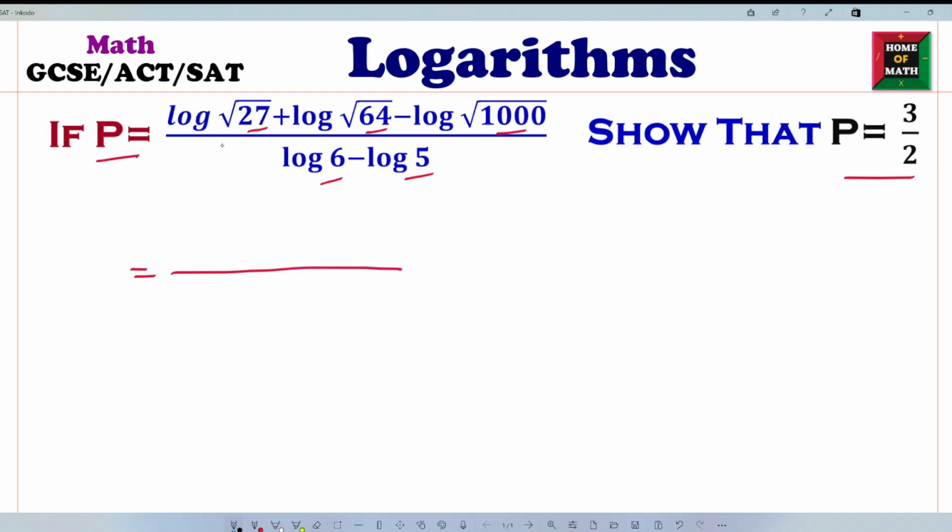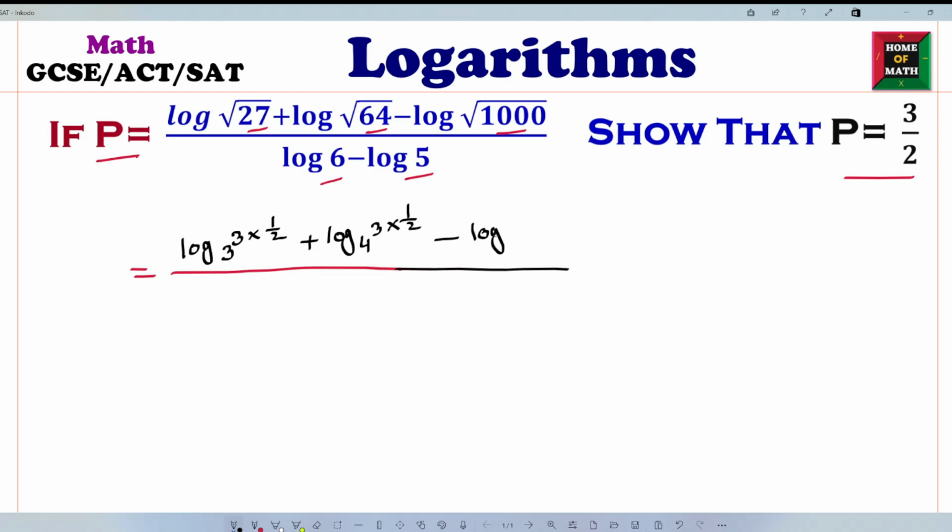Using the law of logarithm or law of exponent, we know here log root 27. If we want to omit the root, we can write the number to the power 1 by 2. So this 27 we can also write as 3 to the power 3, and for the root we write times 1 by 2. Then plus log 64, we can write 4 cubed times 1 by 2. Why 1 by 2? Because we don't want to use the root sign.